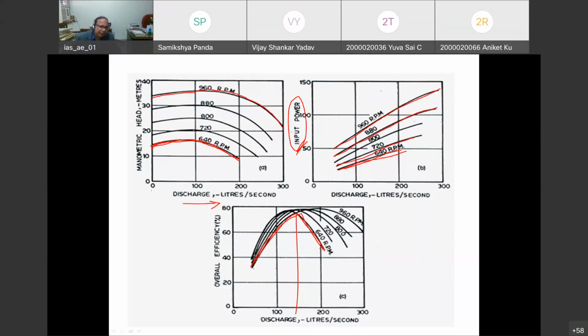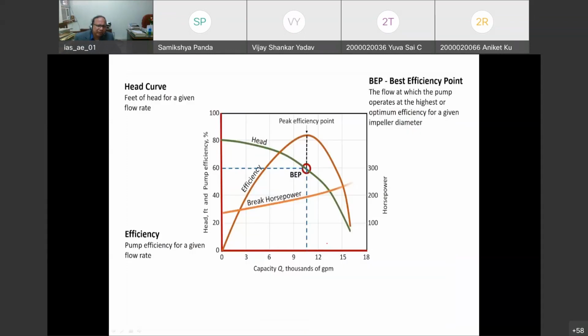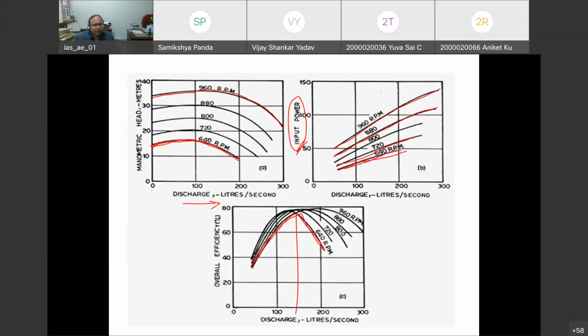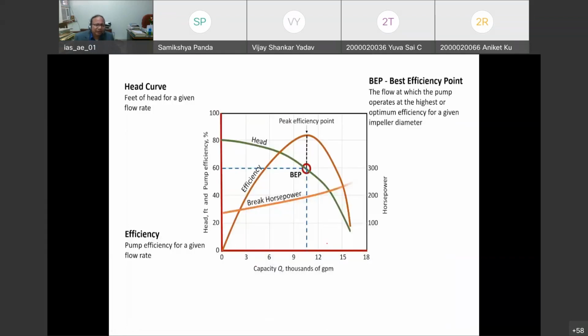After that, the efficiency of the pump will start decreasing. So that's why this combination of graphs, the characteristics curve, is utilized for the selection of the optimum condition at which you have to operate the pump to get the maximum benefit from the pump. So here this is the Q, and here we have the head.